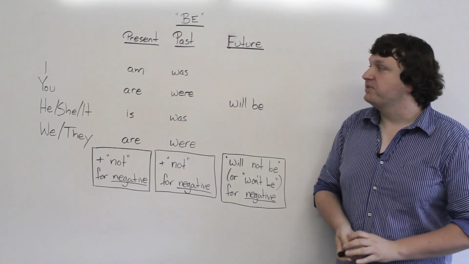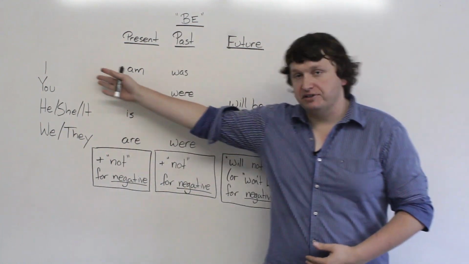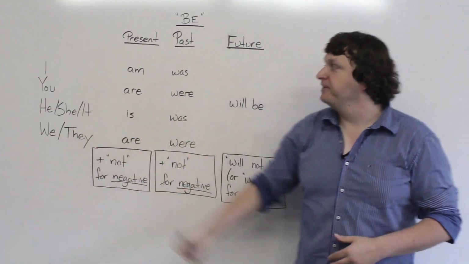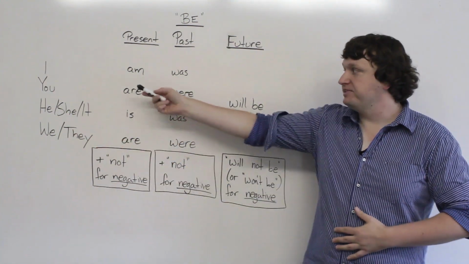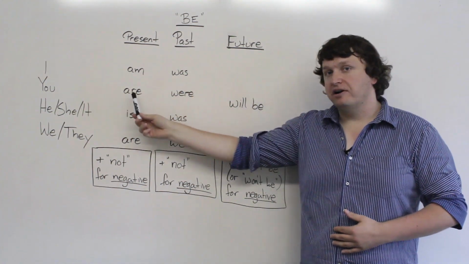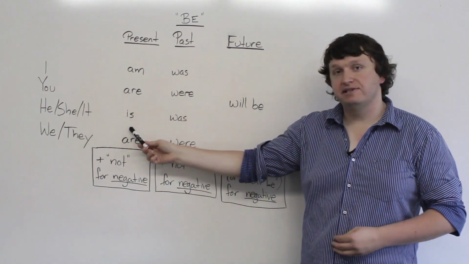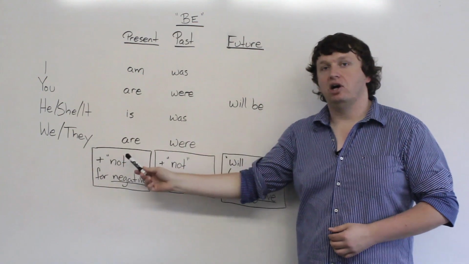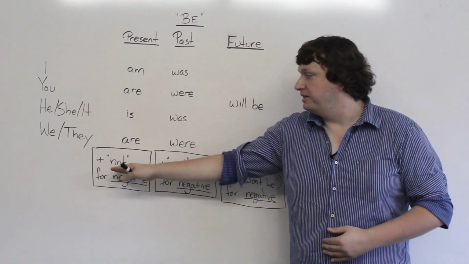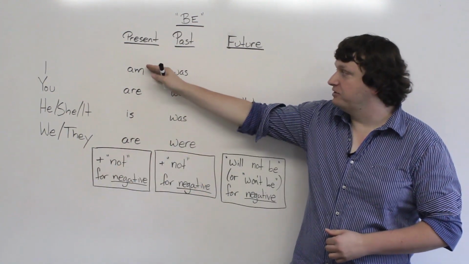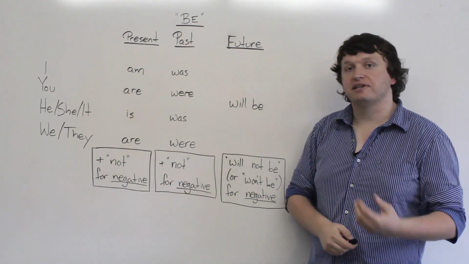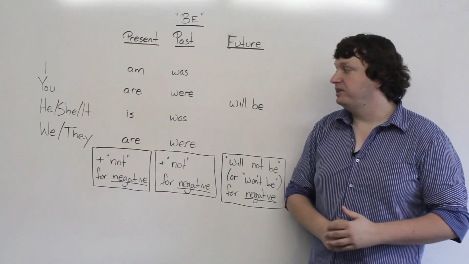Okay, so in the present, we have obviously the English subjects: I, you, he, she, it, we, and they. When we conjugate the be verb in the present, this is affirmative. We say, I am, you are, he, she, it is, we and they are. Okay? Now, to make it negative, all we have to do is add not after the be verb conjugation. So you can say, I am not, you are not, he, she, it is not, and we and they are not.